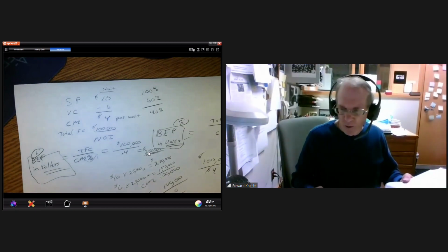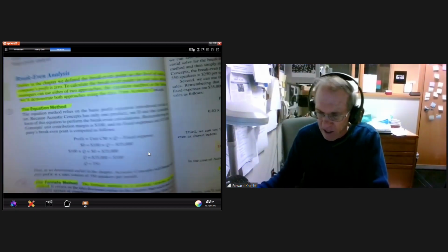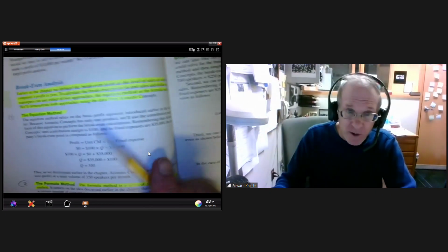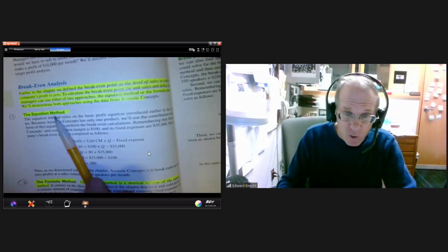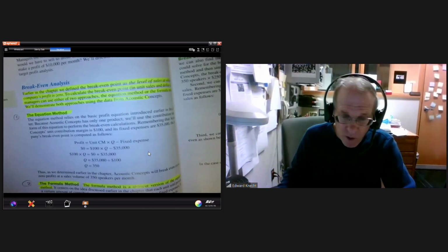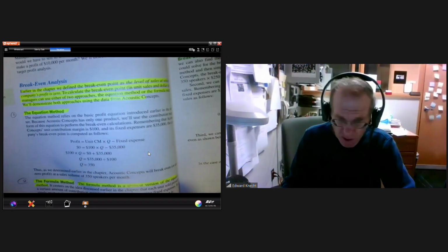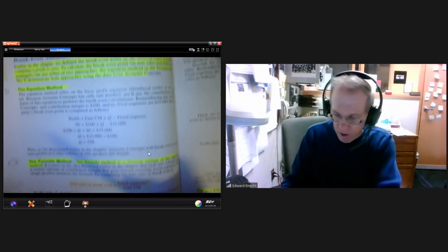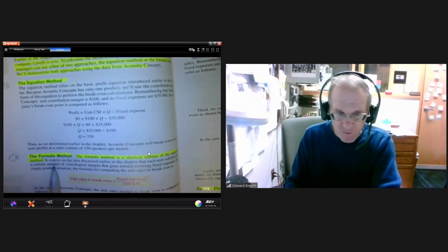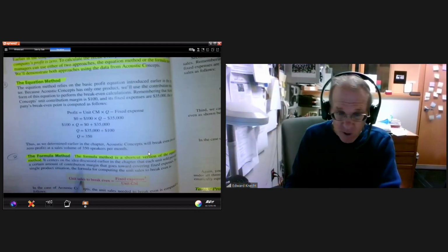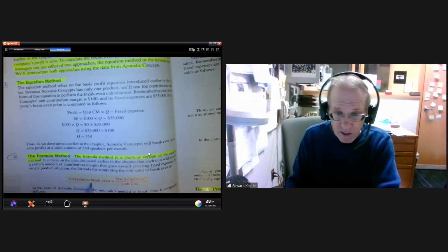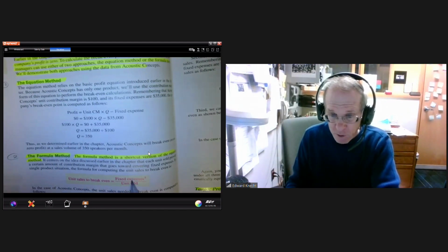And if we want to follow the textbook, they show their example, break-even analysis. The equation method, that's one way. The other method, have graph paper and you can figure out the break-even point. But I prefer the formula method. Unit sales to break even. How many units? It's going to be the total fixed expenses divided by a unit contribution margin.